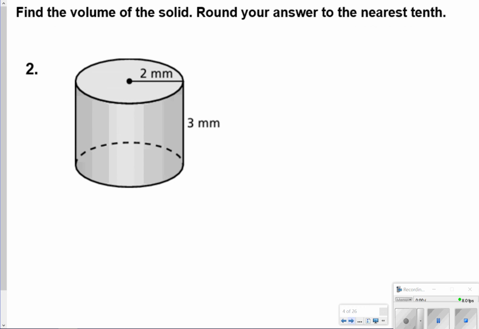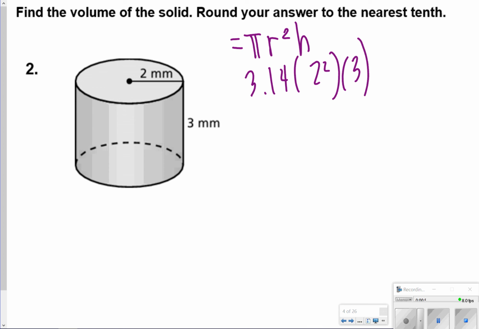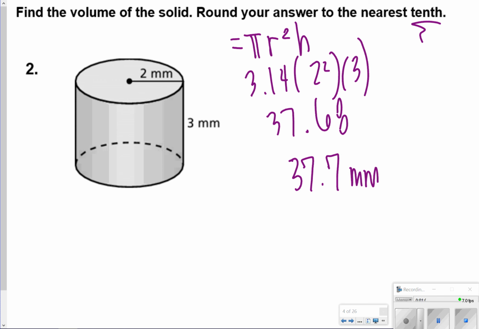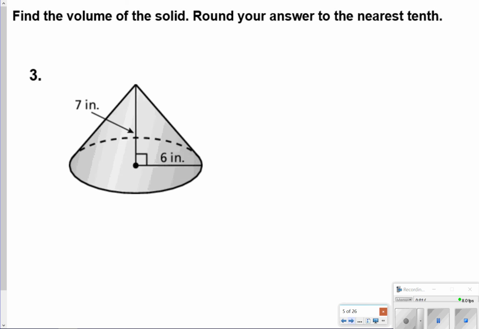Okay. Number 2, again finding the volume of a cylinder. This one you're going to take the same exact formula. Volume is equal to pi times radius squared times height. So that's 3.14 times 2 squared times 3. That's going to give us 37.68, but the directions do say round to the nearest tenth. So we're going to say about 37.7 millimeters cubed.